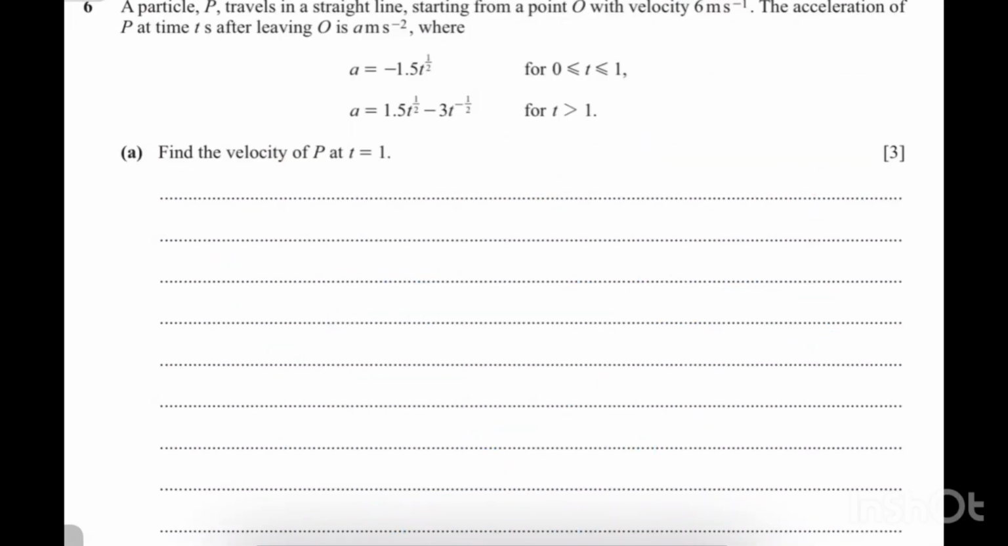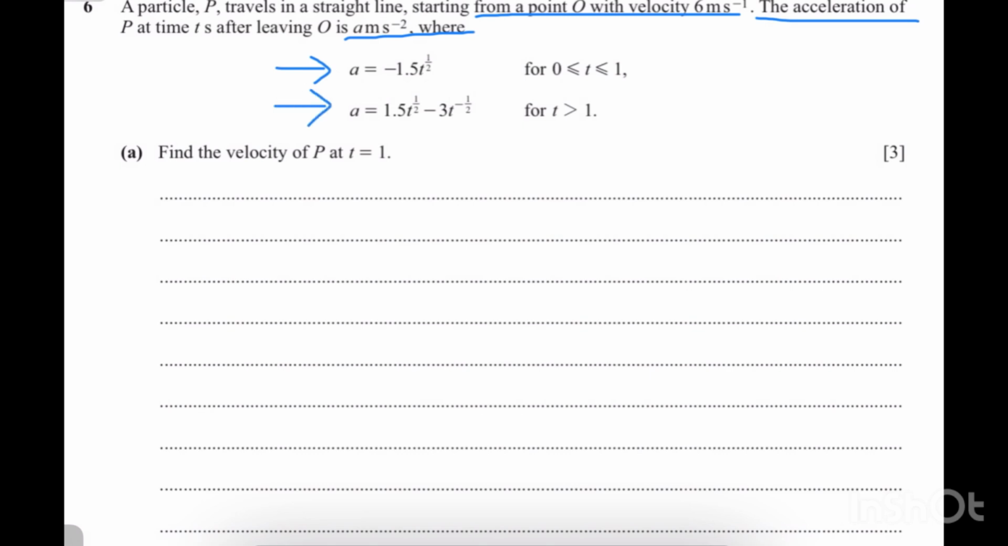Question number 6. A particle P travels in a straight line starting from a point O with the velocity 6 meters per second. The acceleration of P at time t seconds after leaving O is 8 meters per second squared. So they've given us that from the starting point where t is equal to 0 till after 1 second, the acceleration is using this equation, and then after 1 second the acceleration is this.